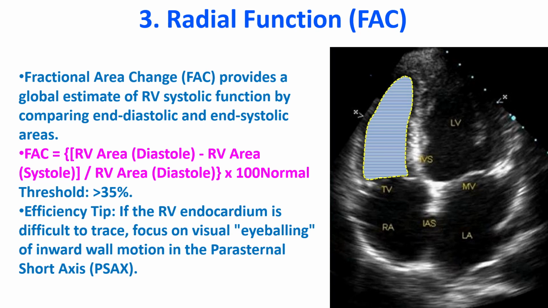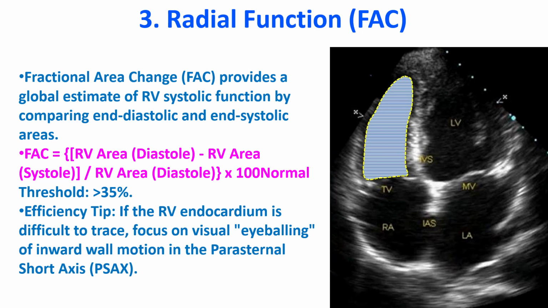3. Radial function, fractional area change, provides a global estimate of right ventricular systolic function by comparing end diastolic and end systolic areas. Fractional area change is right ventricular area in diastole minus right ventricular area in systole, the whole divided by right ventricular area in diastole, and expressed as a percentage by multiplying by 100. Normal threshold is more than 35%.